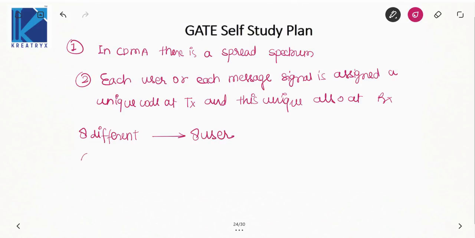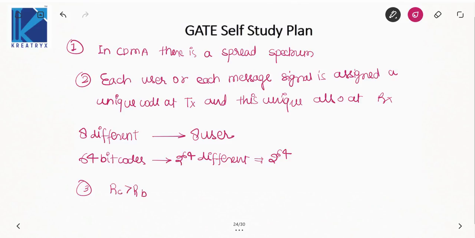That is why we generally use 64-bit codes, which generate 2 power 64 different codes, and we can accommodate 2 power 64 users. Third point, we noted that the chip rate was very much greater than the bit rate, and if I take the ratio of RC by RB, it comes out to be greater than 1. If any ratio is greater than 1, we generally call it gain. So the processing gain of a code division multiple access comes out to be chip rate divided by bit rate.